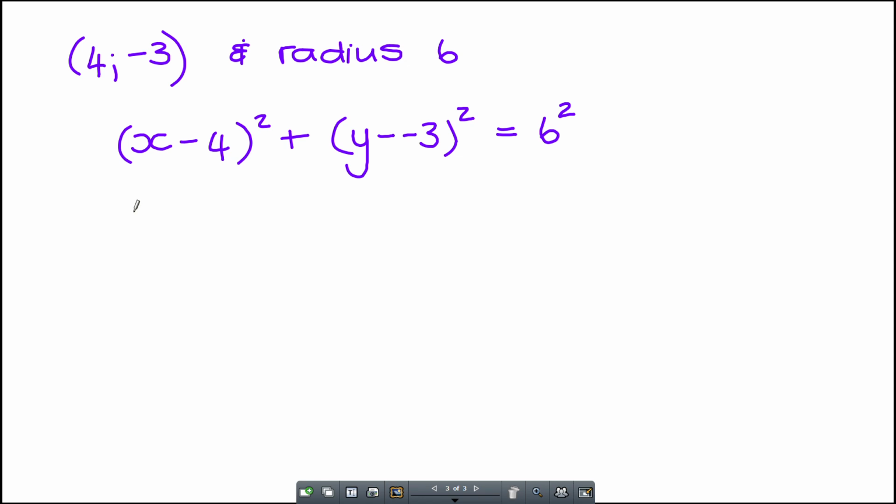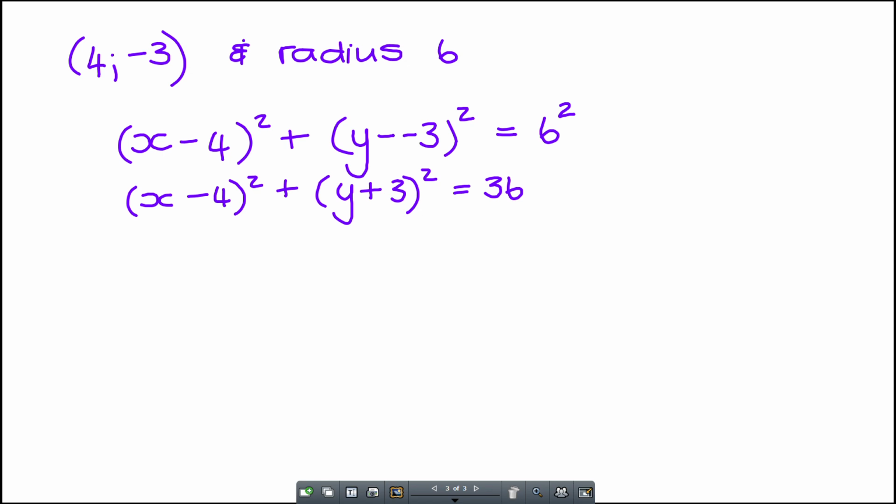So that's the same as x minus 4 squared plus, en dan hierdie raak y plus 3 kwadraat, and then that 6 squared, you can actually say is 36. Okay, so jou radius kwadraat gaan jy altyd maar my gaan vereenvoudig. Is julle reg?